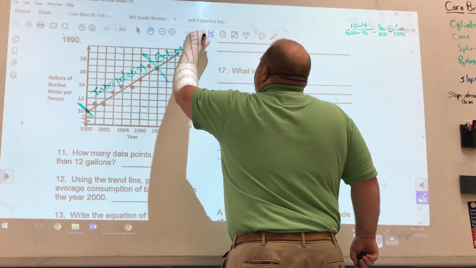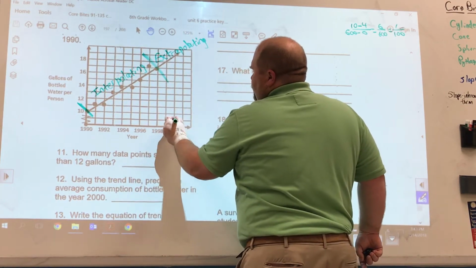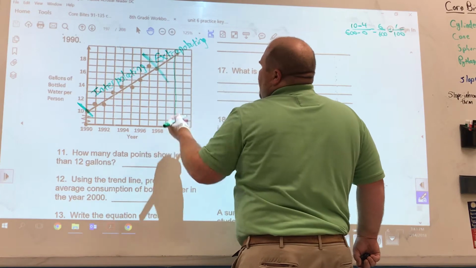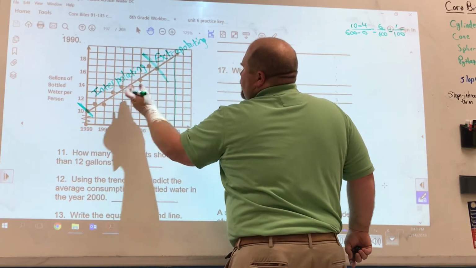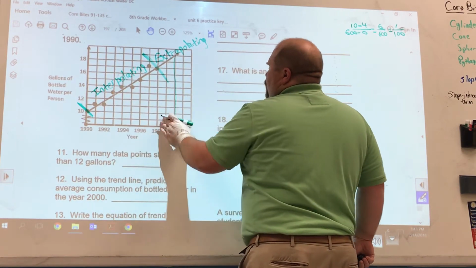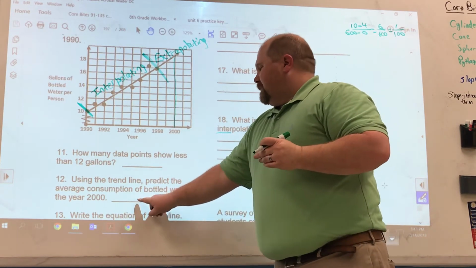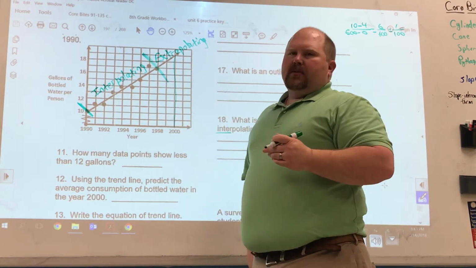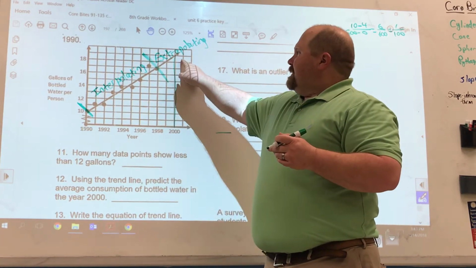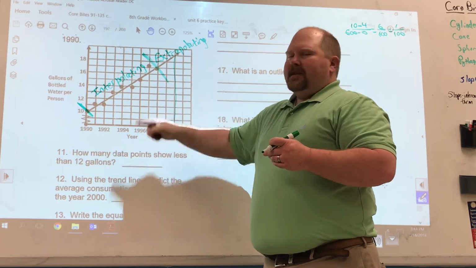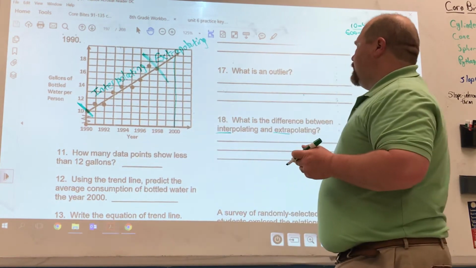So when that question earlier asked us to predict the amount for the year 2000, we were outside of the data points. We were outside of that range. So when we predicted the year 2000, right here in question number 12, we were extrapolating. We were predicting based on the trend line outside of the data range. That's an extrapolation.